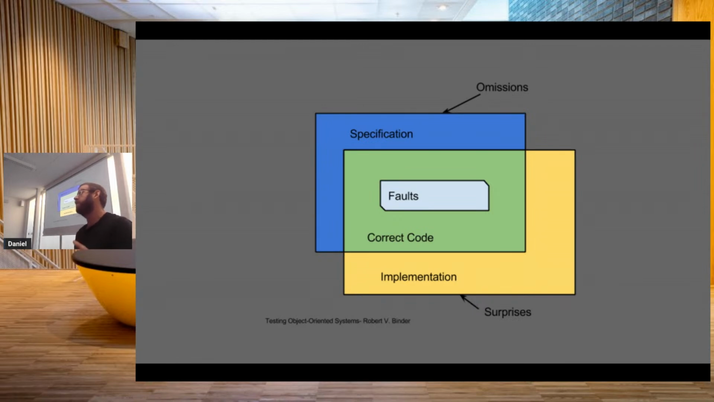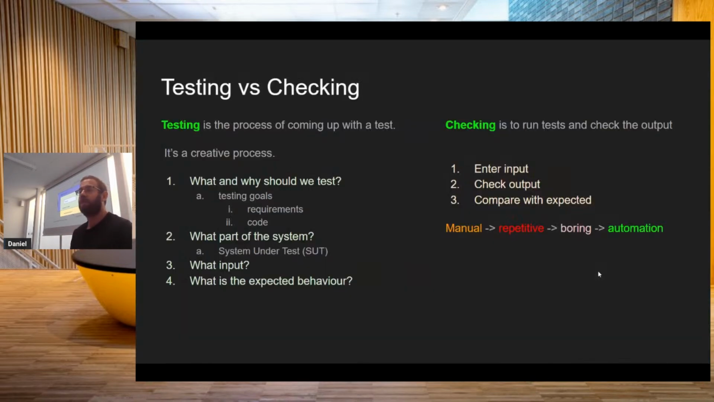So testing is super important in order to find out more about the implemented system. There are two concepts here, and sometimes they are used overlapping, and often we use testing for both of these. But I want to introduce checking. Testing is when you are coming up with a test. It's a creative process. What and why should we test? For instance, I want to test the front end. I want to test what happens to the form in the browser when I do this. So we have some testing goals, for instance, that we want to cover some requirements or some code. We decide what part of the system we test.